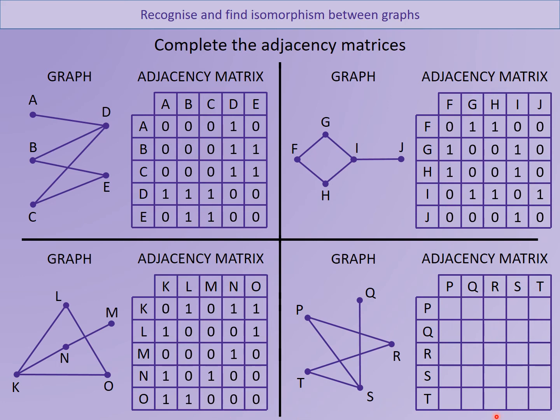And then finally, this one, P is connected to R and S. Q is connected to just S, R is connected to P and T, and S is connected to T, P and Q. And then finally, T is connected to R and S. So you should have just gone through and worked out each of those adjacency matrices.